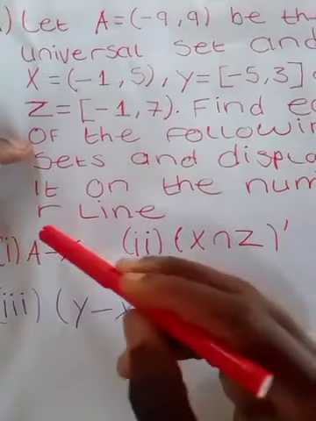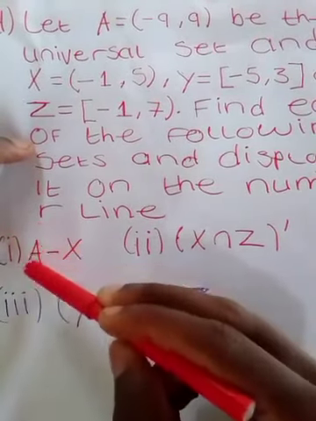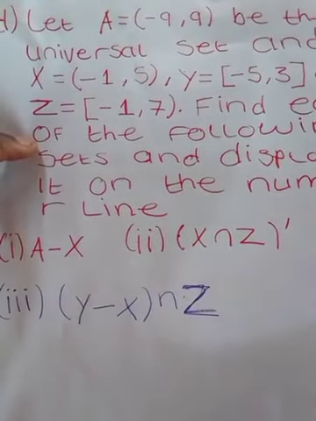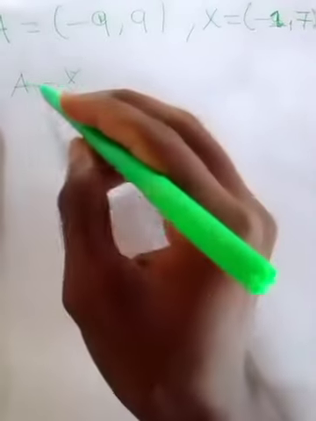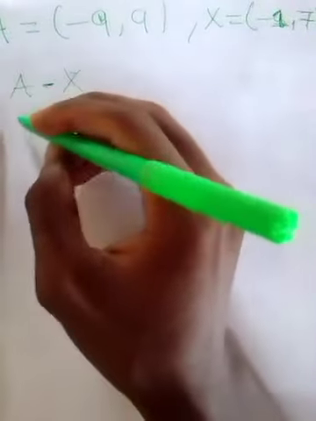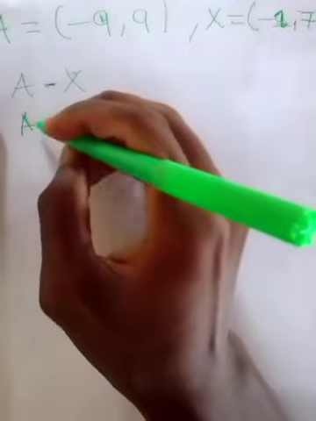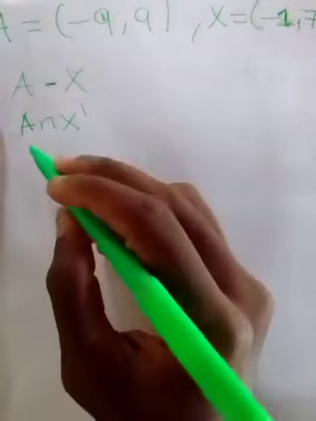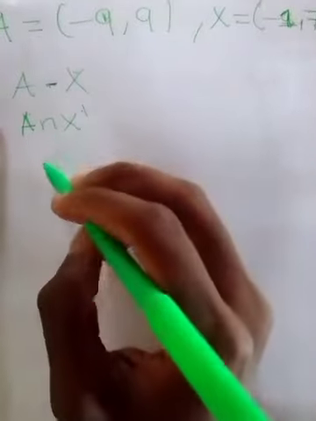So they want us to first find A minus X. Now, how do you solve this? Let's solve A minus X. According to De Morgan's laws, A minus X is the same as A intersection X complement. They want you to find everything that is in this one but not in this one.